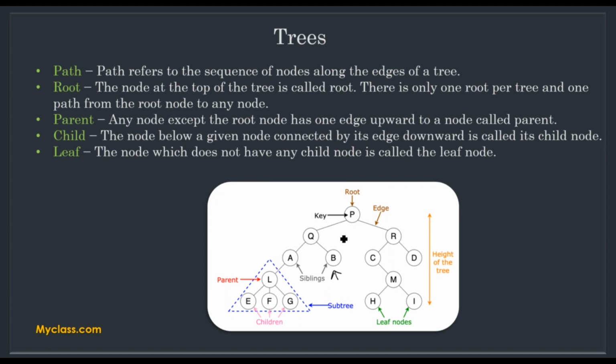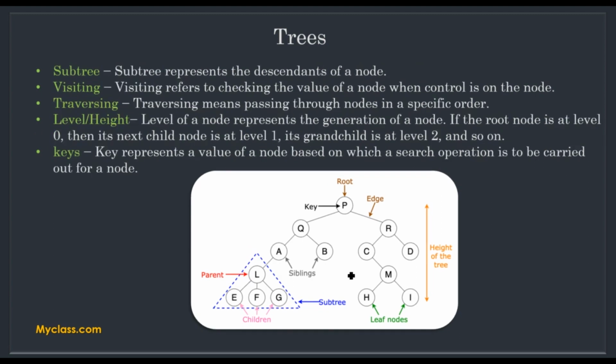And what is a path? Path refers to the sequence of nodes along the edges of a tree, and there is always a parent-child relationship between nodes. P does not have any parent, but P has two children, Q and R. And there are leaf nodes in the tree. A leaf node means a node that does not have any child node.